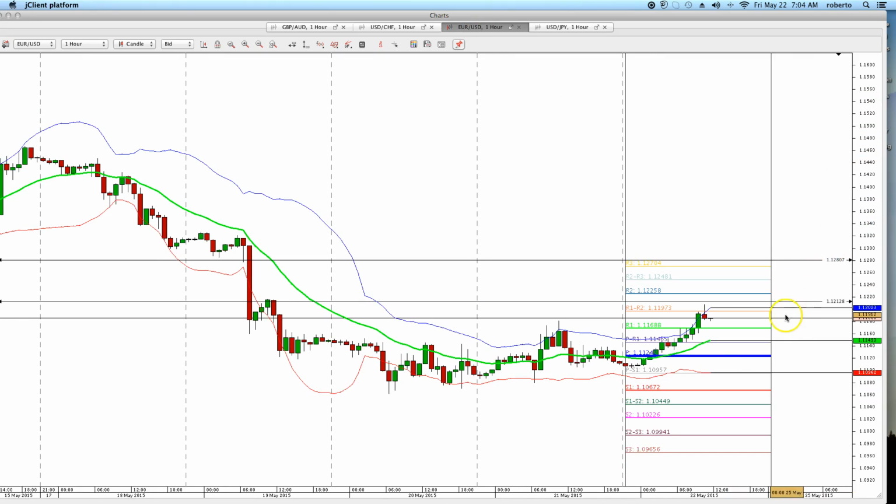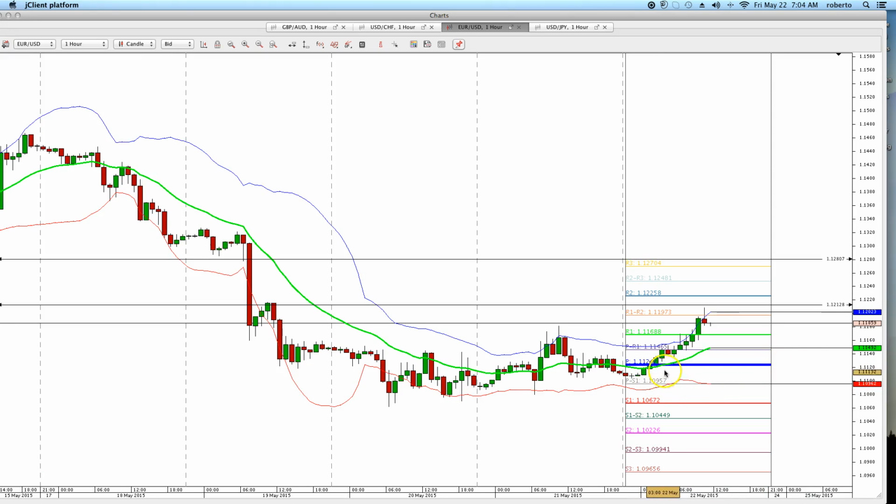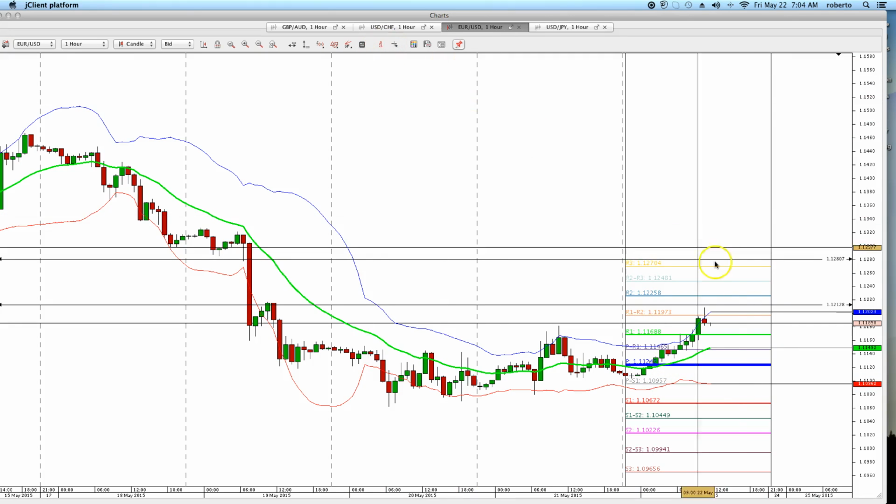Okay, let's look at another pair. Euro dollar, same thing. Price at the beginning of the Asian going into the European session, printed above this moving average line inside this Bollinger Band, simultaneously crossing this central pivot point. So that would have been a buying opportunity.